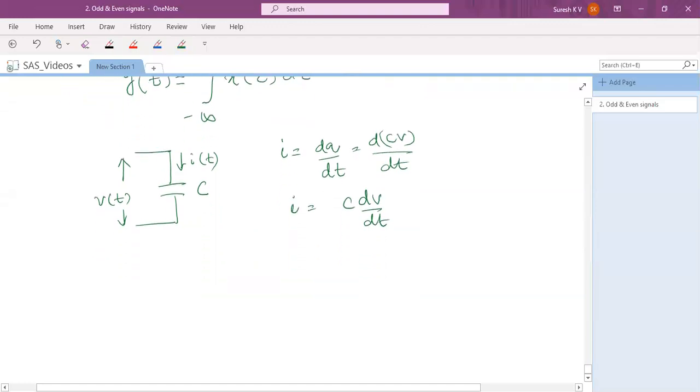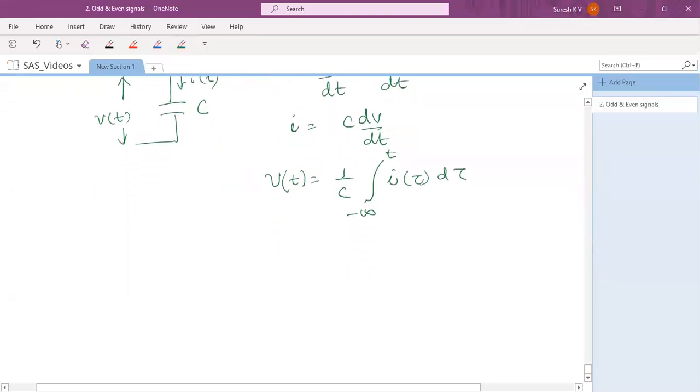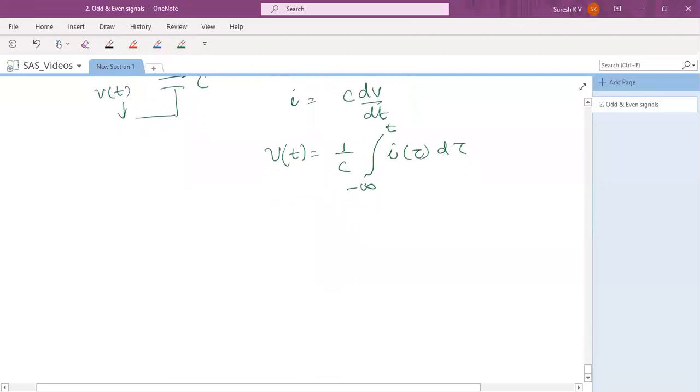Now if I want the voltage, I have to integrate on both sides. So the voltage V of t will be 1 by C times the integral from minus infinity to t of I of tau d tau. This is how the integration operation can be performed. And both integration and differentiation operations are defined only for continuous time signals.